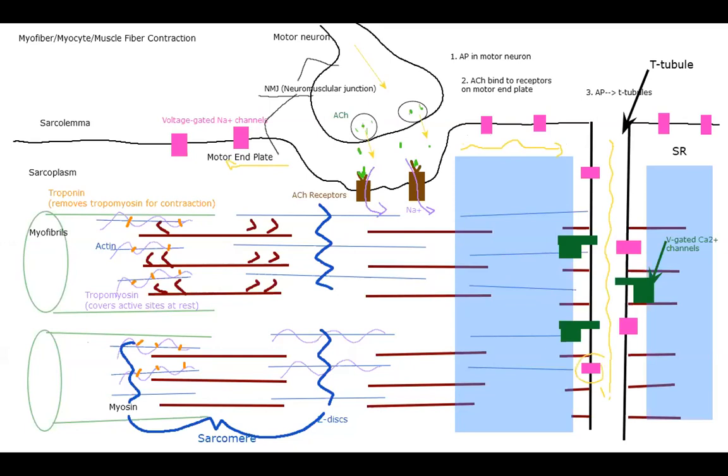Number 4 is voltage-gated calcium channels open up. And this allows calcium into, or I guess we'll say onto, the myofilaments. Okay, so it's actually going over here, right? So dumping out of the SR here, and ultimately it's bathing over all of these myofilaments here.